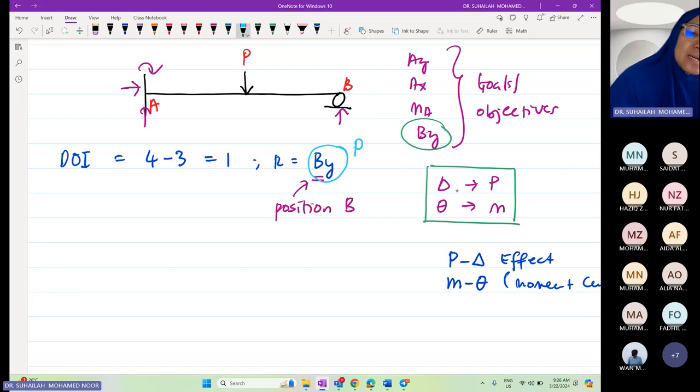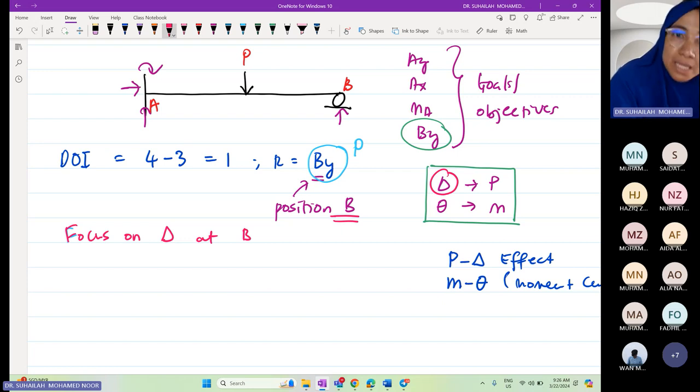Means that kita kena tengok displacement. Okay? Focus on displacement at redundant position at B. At B. Sebab apa at B? Sebab redundant. Redundant tu pada B. Focus on delta at point B. So same goes to kalau moment as redundant.